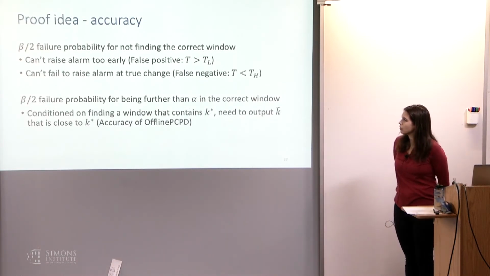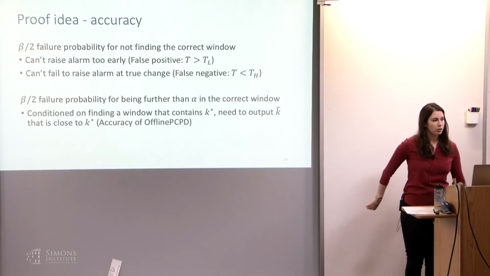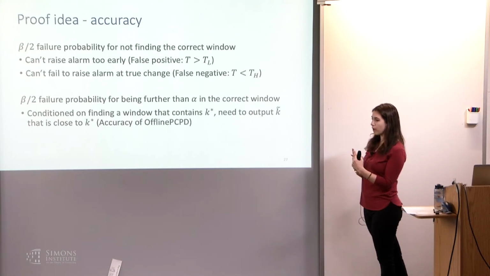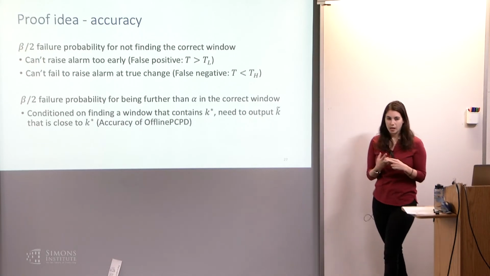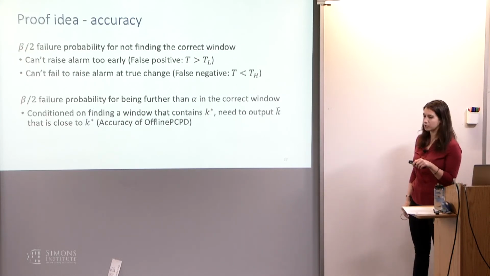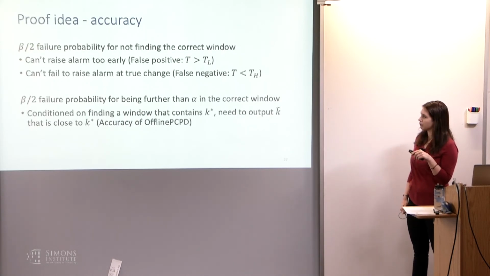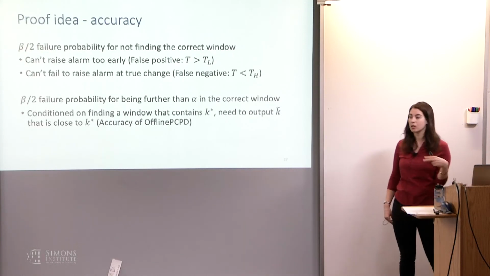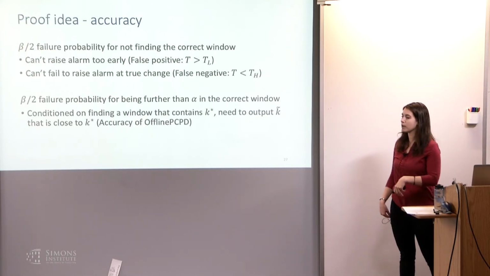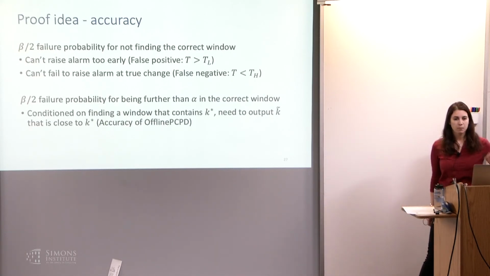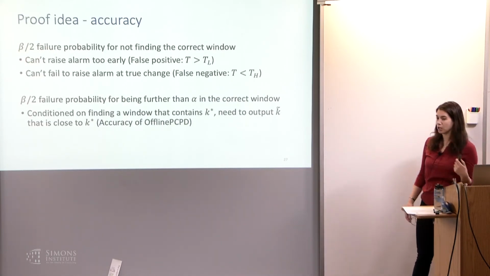So we have two things that can go wrong. We might fail to pick the right window, and we might also fail within the correct window after we have chosen it. And so we have a beta over 2 failure probability for this window choice. Again, there are two things that can go wrong here. We might raise the alarm too early. We might pick a window before a change point occurred.